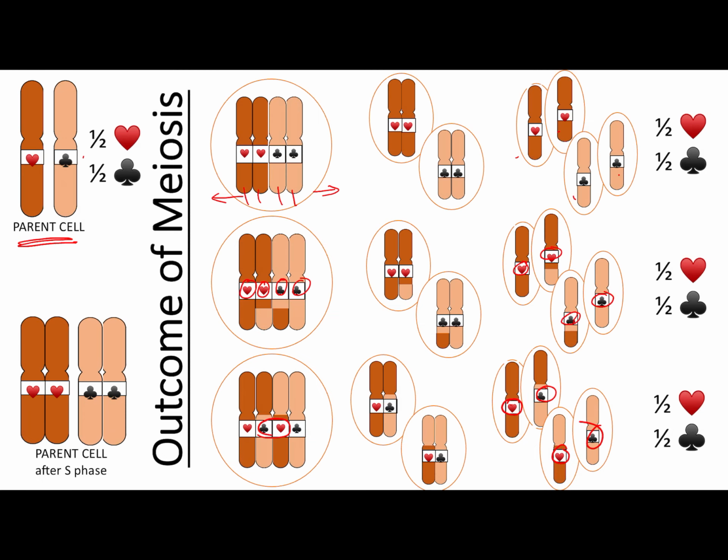Kind of going back, take a second and talk to your partner. If a parent has 2 copies of the same allele for a gene, what percentage of their gametes will have each allele? So if we started this whole thing with, let's say, hearts and hearts, what would the outcome have been? And hopefully you can figure that one out.